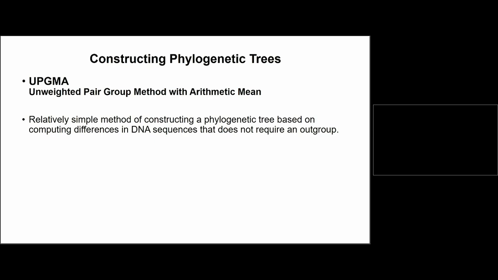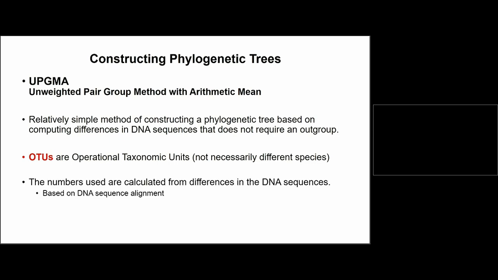Basically, we're going to look at the differences in the DNA sequences, and it doesn't necessarily require an outgroup in the way that we're calculating it. We're going to use OTUs. Most of the examples we are using are different species, but you could just use different strains of a virus. You could use different genes, that sort of thing. So the numbers are calculated from the differences in the DNA sequences based on sequence alignment. And this is important. We have to line up the sequences to figure out how many differences there are, right?